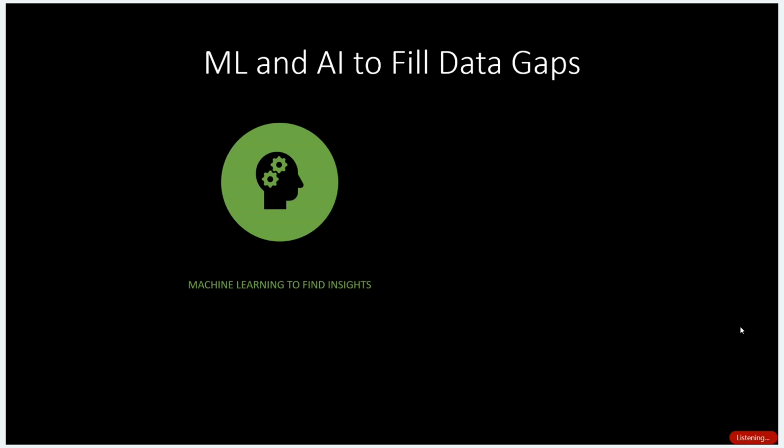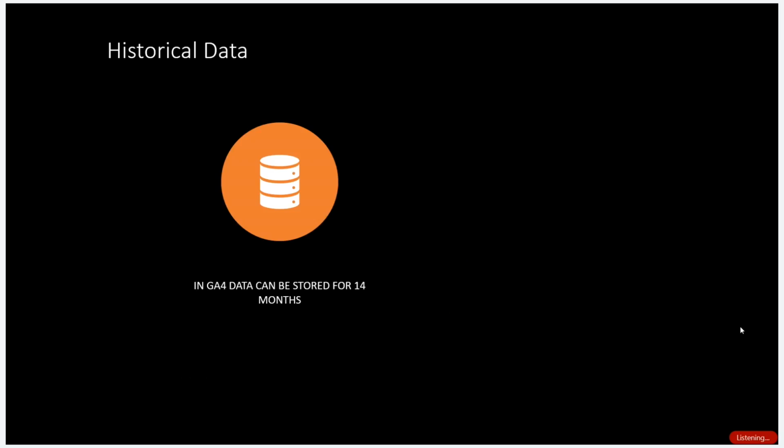ML and AI to fill the gaps. I've talked about this one. Historical data in GA4. This is an important aspect. So whoever is going to be implementing GA4, keep this in mind. In GA4, by default, it enables you to store data up to 2 months. That's it. So when you enable GA4, by default, you can only have data up to 2 months.